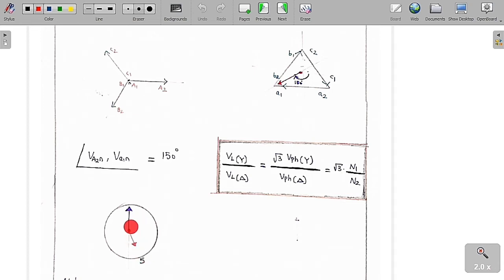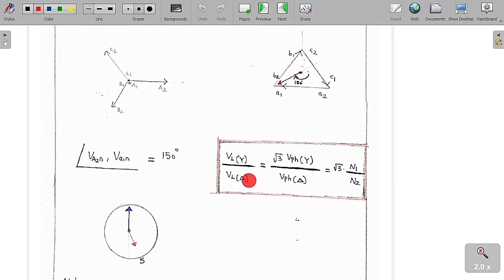So it is lagging, which means it has to be downward. Therefore it is 150 degrees, which means it is 5 o'clock. So HV winding phase voltage is lagging now. See, the LV winding phase voltage is lagging the HV winding phase voltage by 150 degrees, which means it is 5 o'clock. So you can see this one is very simple.